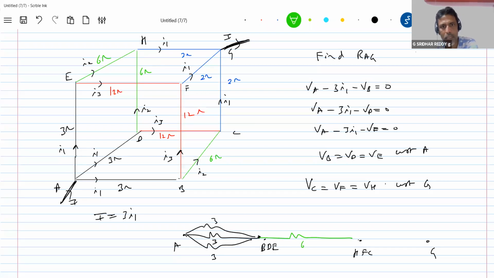Then B to F will be 12 ohm. So how many like this? I think there will be 6 resistors, no? So 3 6-ohm resistors and 3 12-ohm resistors will be connected.